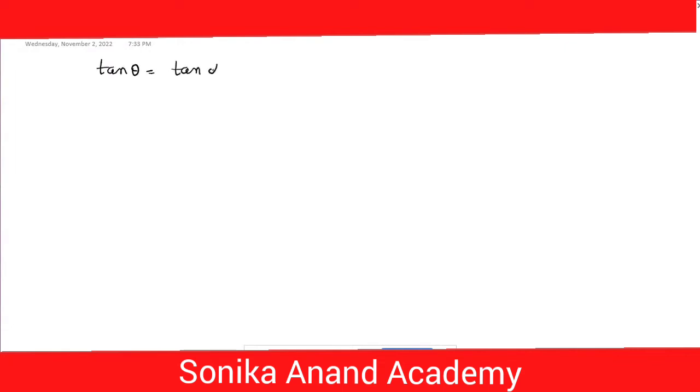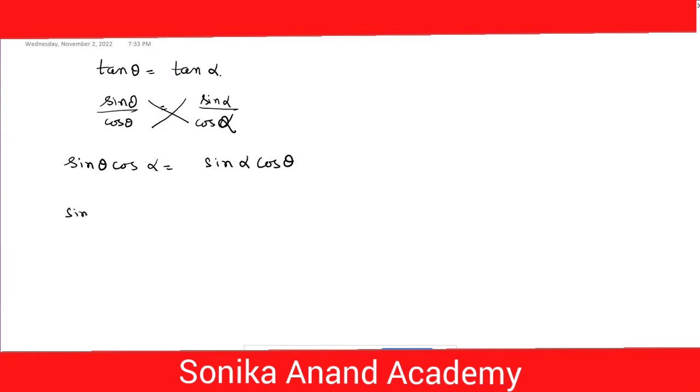Now here, we have sine theta by cos theta equals sine alpha by cos alpha. Now simply cross multiply. So you get sin theta cos alpha equals sin alpha cos theta. Bring it over here: sin theta cos alpha minus cos theta sin alpha equals 0. So we have the formula of sine of theta minus alpha, that is equal to 0.